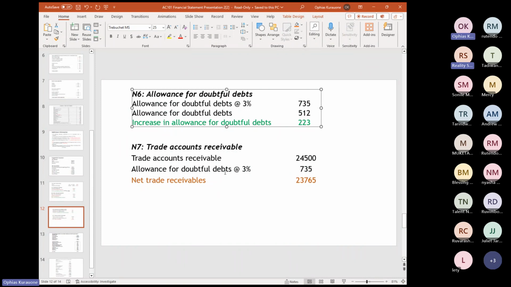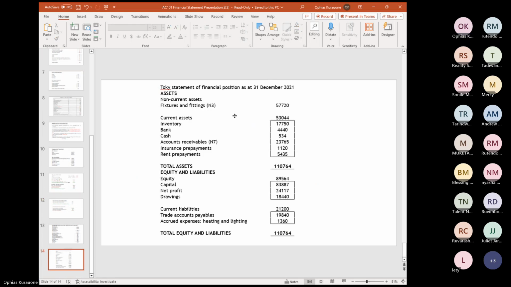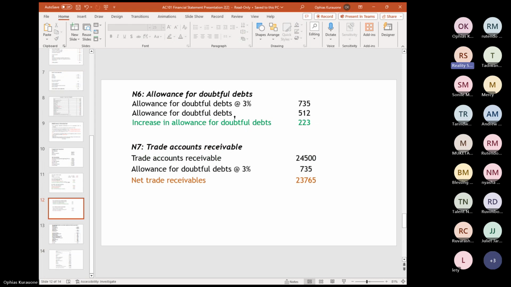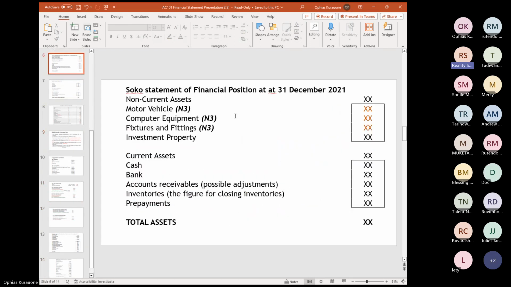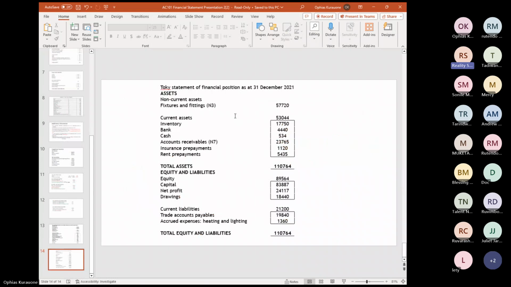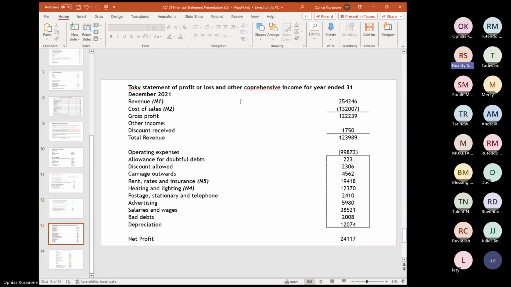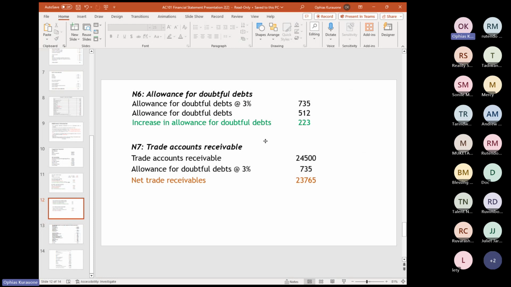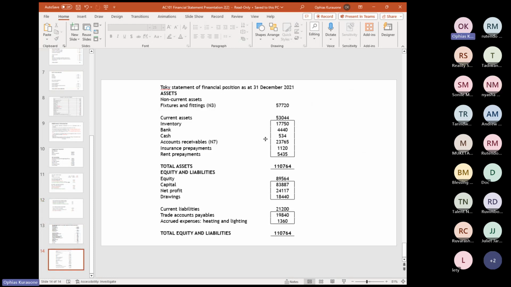So you need to understand to pick the total account receivable. Then you say 3% of that, then you get 735. Then you compare this one with the allowance for doubtful debt, 3% in the current one. Okay, then you go on to the statement of financial position.